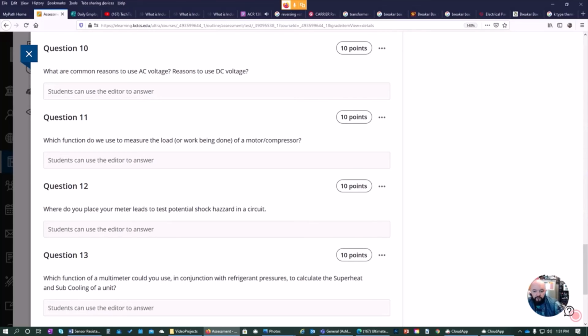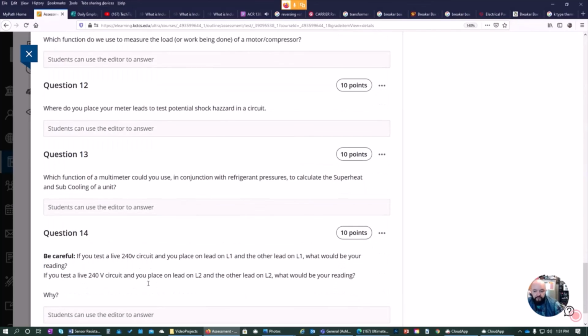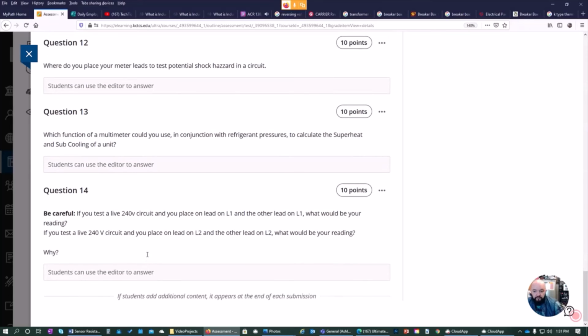Which function of a multimeter could you use in conjunction with refrigerant pressures to calculate superheat and subcooling? That would be a thermocouple. Be careful. If you test a live 240 volt circuit and place L1 on L1 or L2 on L2, you could be shocked because it'll read 0, because the meter cannot read the current through one conductor.